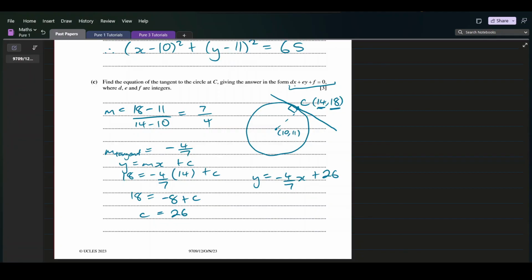Now notice that they've given the equation in the form dx plus ey plus f is equal to 0. So it means we need to get rid of the denominator. So multiply through by 7. You get 7y is equal to negative 4x plus 26 times 7, which is 182. And then put all the terms on one side. So you've got 4x plus 7y minus 182 is equal to 0. And this would be the final answer.